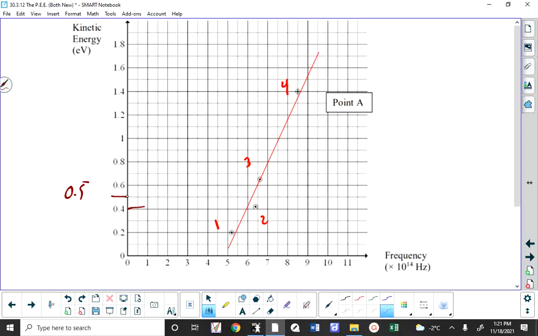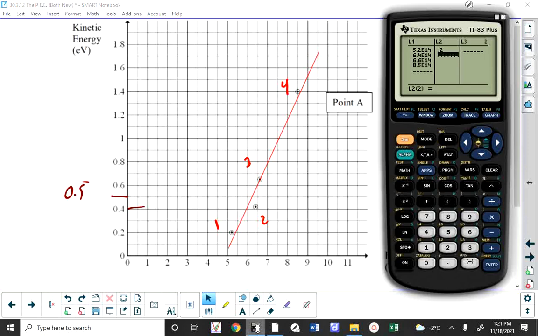Could you live with that? If you said 0.41, I wouldn't argue. It's kind of a toss-up. I think many of you would want to say 0.41. So I'm going to say 0.42. The next one I would say is almost exactly halfway between 0.6 and 0.7, which would be 0.65. And the last one, we get a break here, is 1.4.